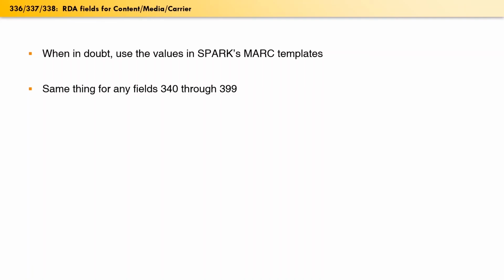336, 337, and 338, plus anything in 340 throughout the rest of the 300s. This is where RDA statements are made related to content, media, and carrier. If you don't know what that means, don't worry. Having absolute knowledge about that isn't exactly critical.